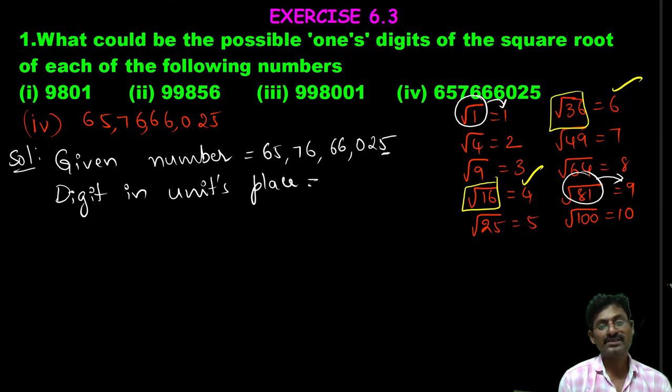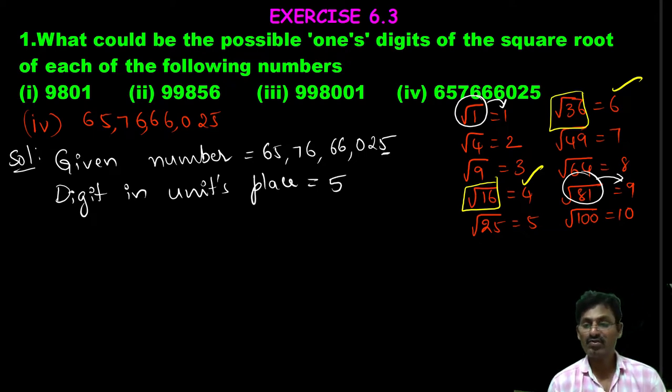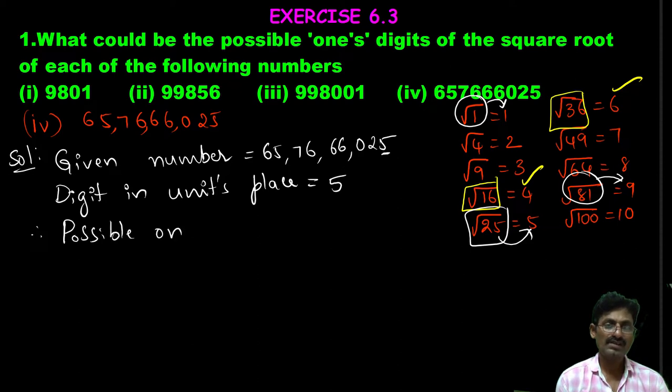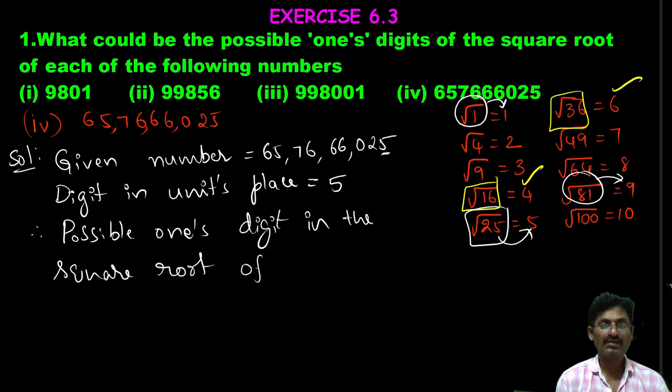Digit in units place equal to, what is that? 5. Now you observe here at right side, what are the numbers we have 5 in their units place? This is the only number. So that is 25. Square root of 25 is 5. So the digit in the units place of the square root of the given number is also equal to 5. That means it is the possible digit. So therefore, possible ones digit in the square root is nothing but 5.